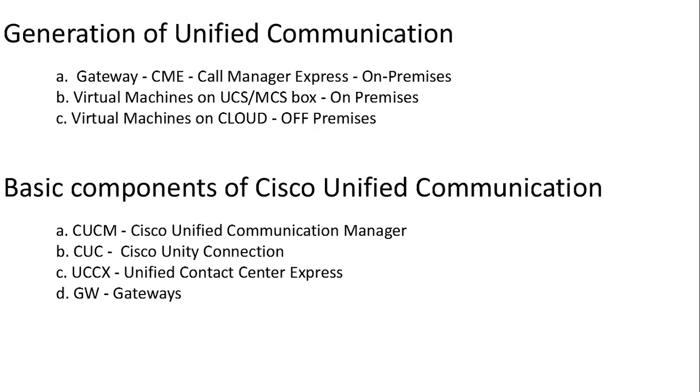On the gateway, we configure based on the type. There are different kinds of gateways: CUBE SIP gateways, MGCP and H323 gateways, and based on the dial peer configuration, it decides how this call will be routed.